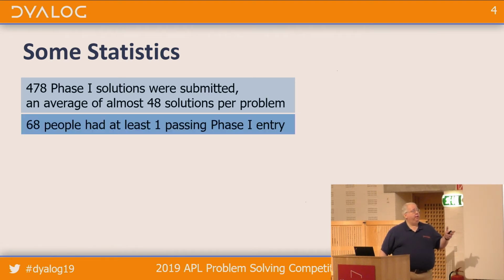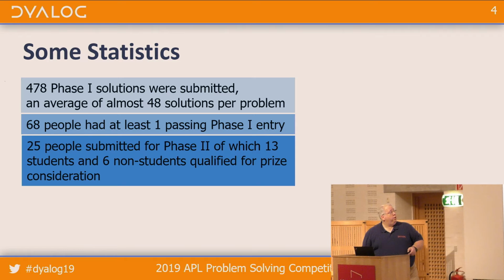68 people had at least one passing phase 1 entry. 25 people submitted for phase 2, 13 of those were students, of which 13 students and 6 non-students met the qualification to qualify for a prize.